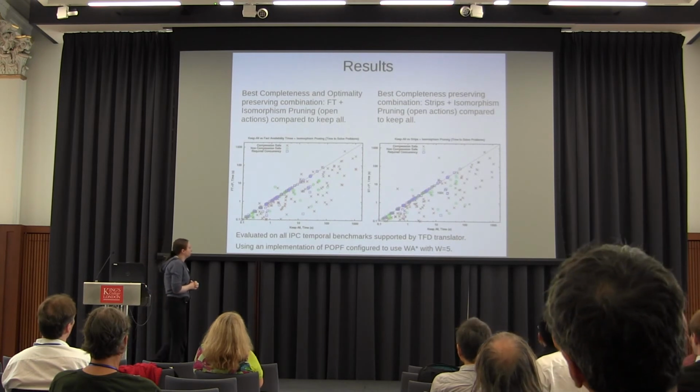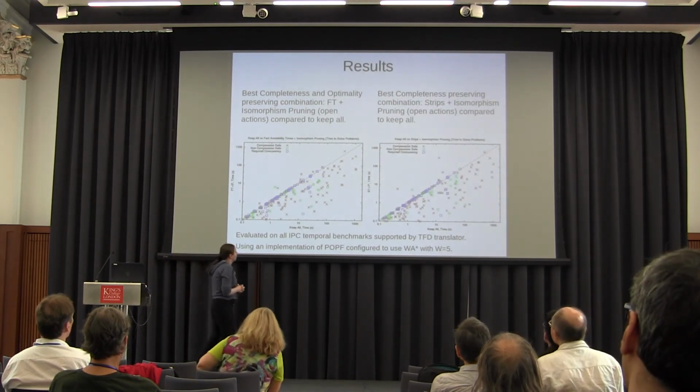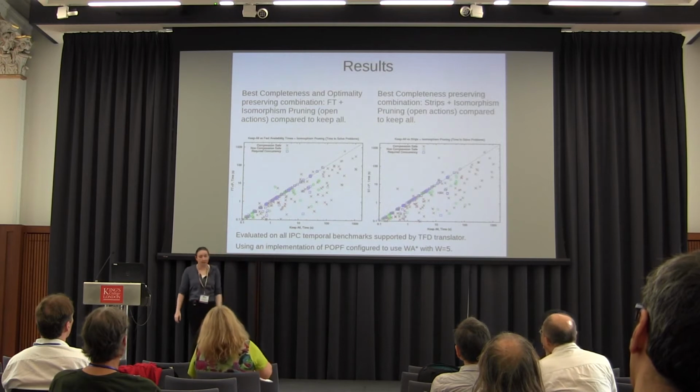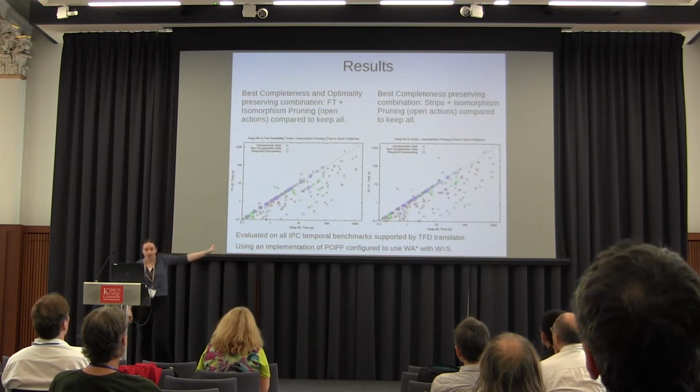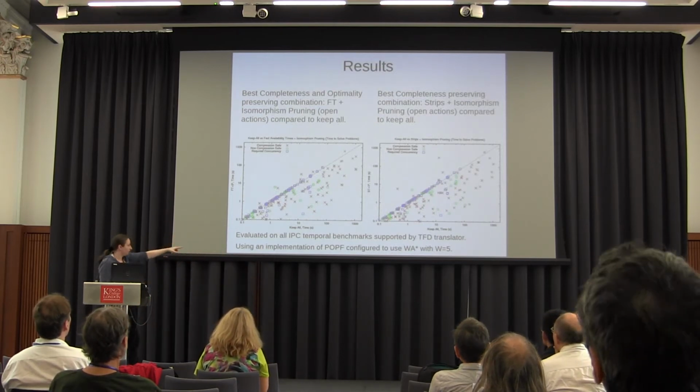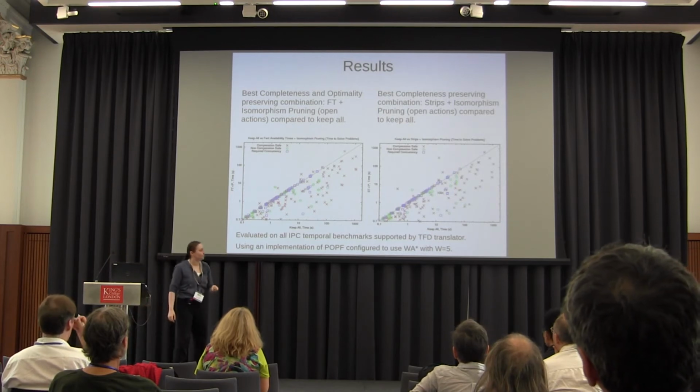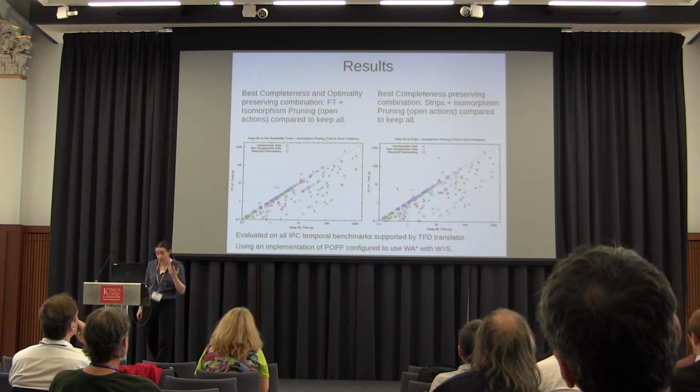So here are some results. We evaluated on all the temporal IPC domains. We were using the TFD translator to generate mutex groups, so we could only use those domains supported by the TFD translator, which is most of them.